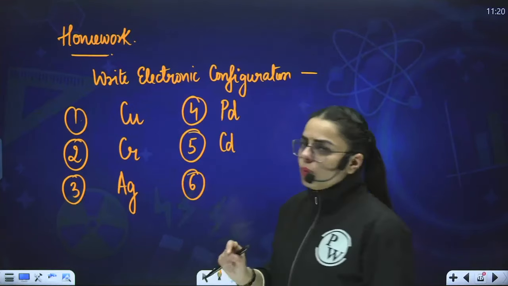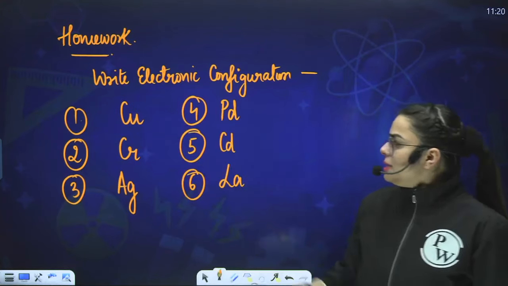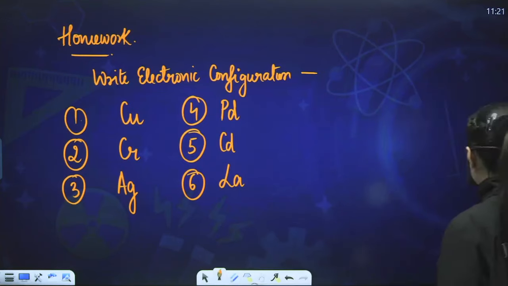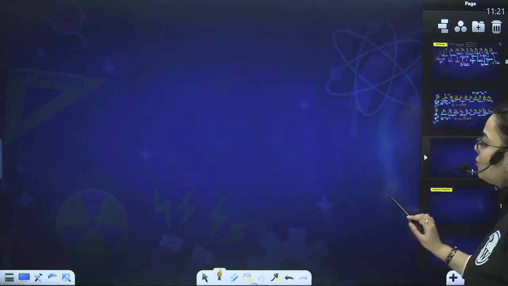Let me give you one more, for lanthanum, La. So these are 6 homework questions for you people. I just want you all to write the electronic configuration in the comment section with your name. It is a very simple thing I have given you as homework. It is not that tough. It is not at all that tough, right?